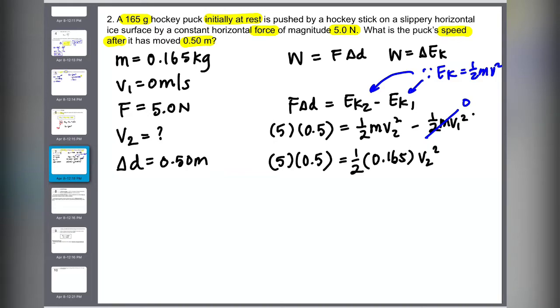What did you get? So I got on my calculator that the V2 is 5.5. So 2 sig figs is what I'm keeping. So I got it to be 5.5 meters per second.